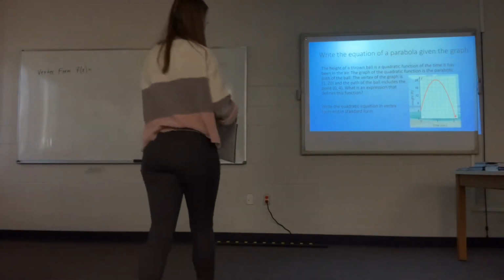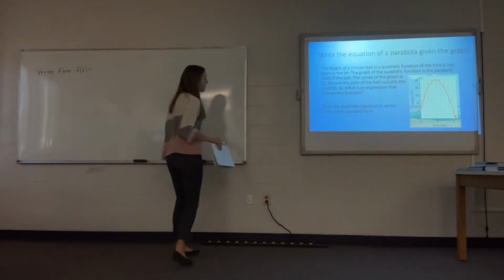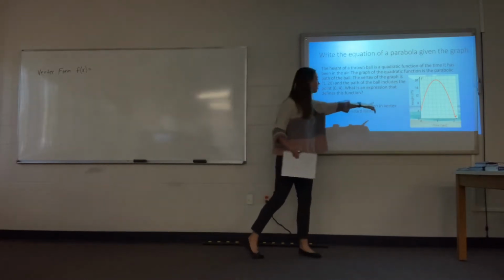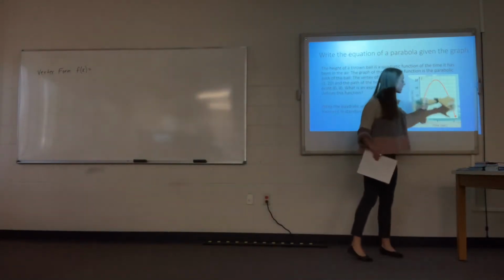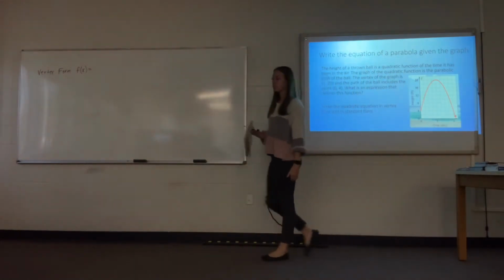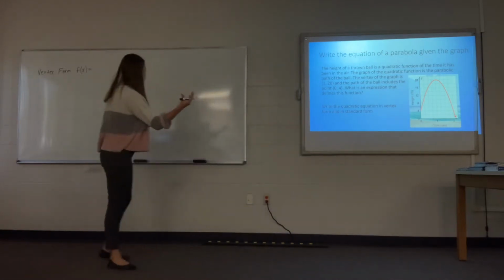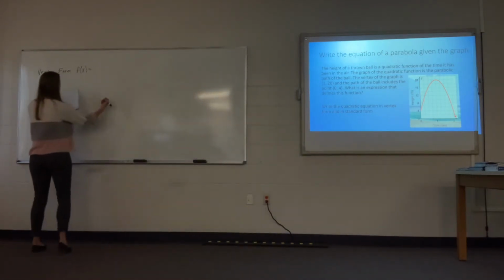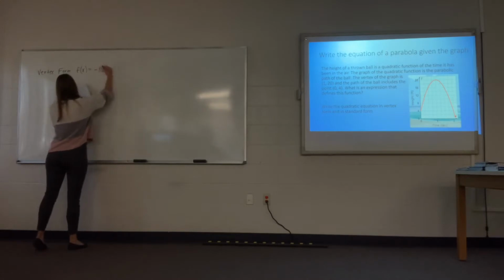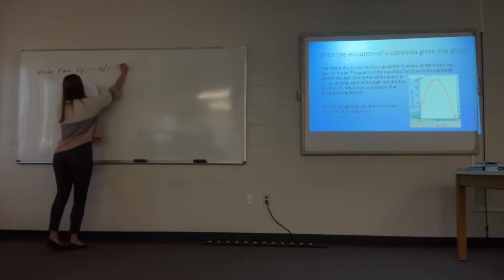Okay, so here's this example that we were working on yesterday. We found our quadratic equation in vertex form of this graph. So we just need to work on going from vertex form to standard form. Yesterday we found our vertex form was negative 16 times (x minus 1) squared plus 20.